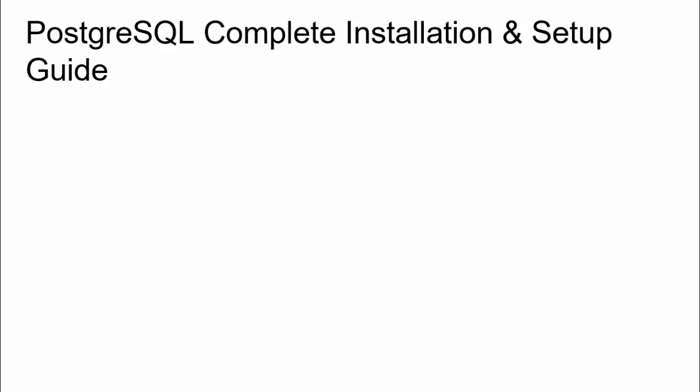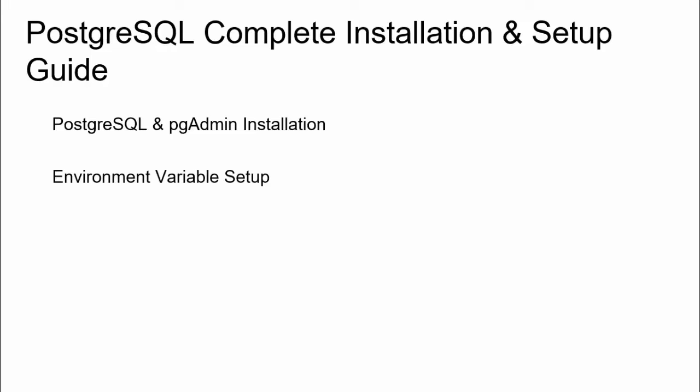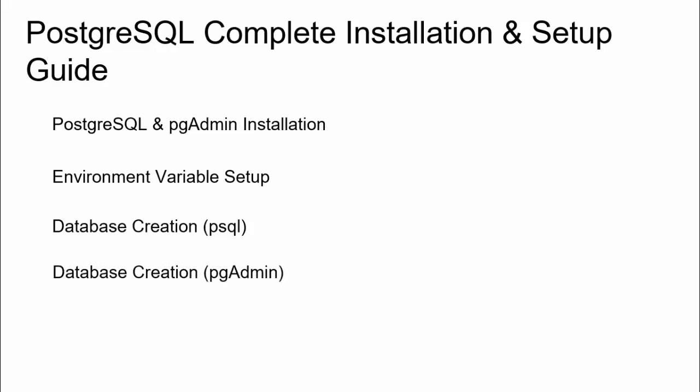For complete installation and setup of PostgreSQL, first we will install PostgreSQL and pgAdmin. Then we will set up an environment variable. Next, we will create a database from the command line, that is psql. We will also create a database from the UI, which is pgAdmin. And finally, we will run a few basic SQL queries like table creation, data insertion, data fetch, etc.